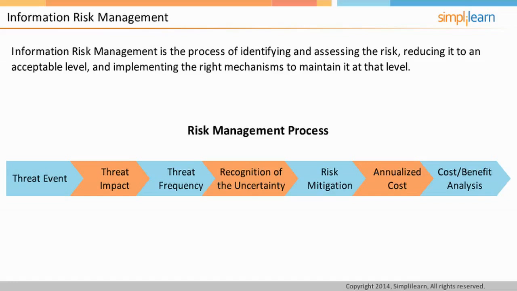This process can be understood better if you answer the following questions. What could happen? That is, the threat event. If it happened, how bad could it be? That is, the threat impact. How often could it happen? That is, the threat frequency. Is it annualized? How certain are the answers to the first three questions? That is, recognition of the uncertainty. What can be done? That is, risk mitigation. How much will it cost? That is, the annualized cost. Is it cost effective? That is, cost-benefit analysis.